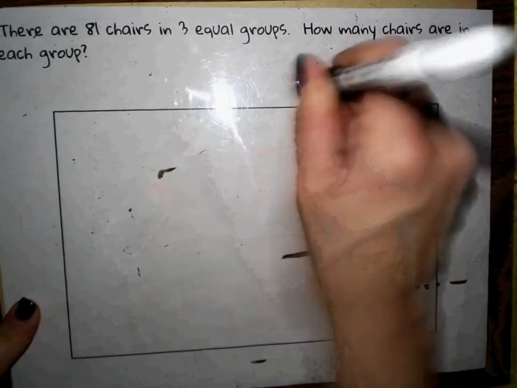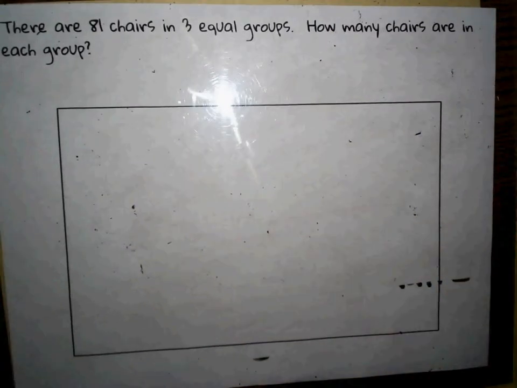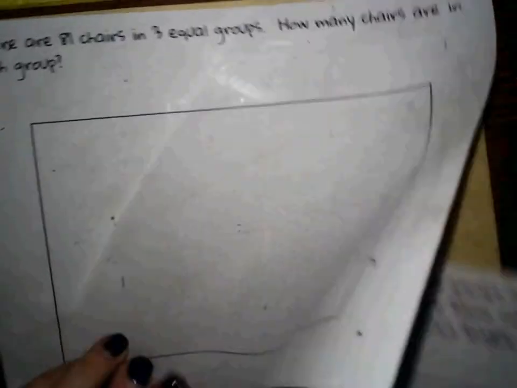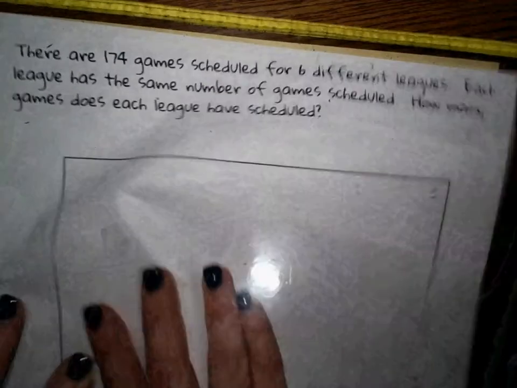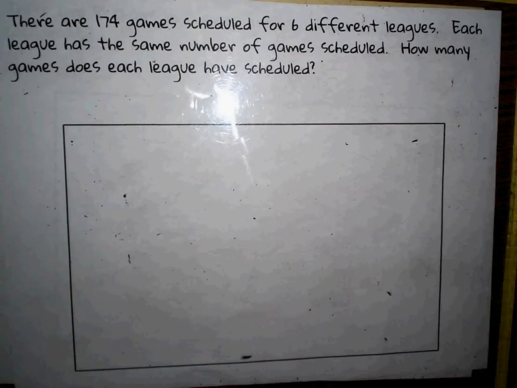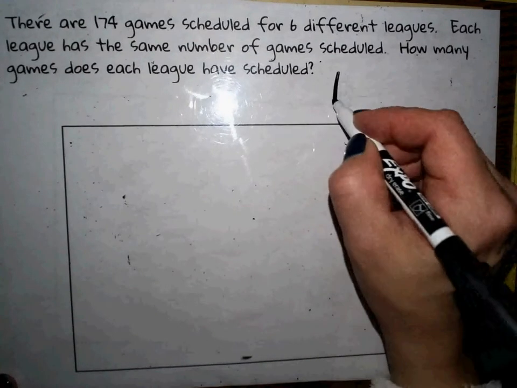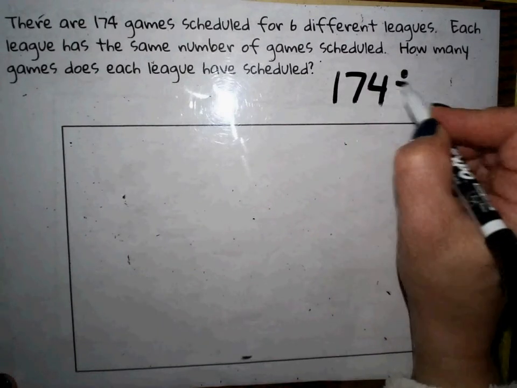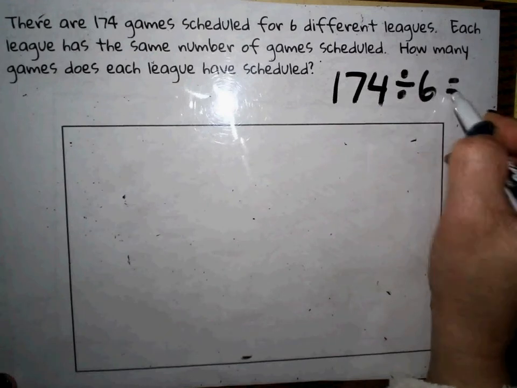Now I'm going to do a second example with a 3-digit number. So here we have the word problem. There are 174 games scheduled for 6 different leagues. Each league has the same number of games scheduled. How many games does each league have scheduled? So I need to take 174 games, and I'm breaking that into the 6 different leagues.